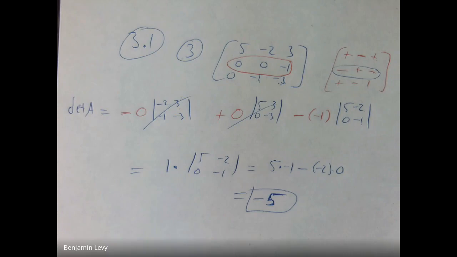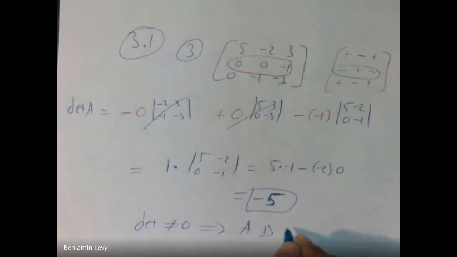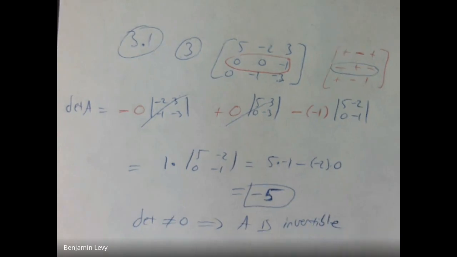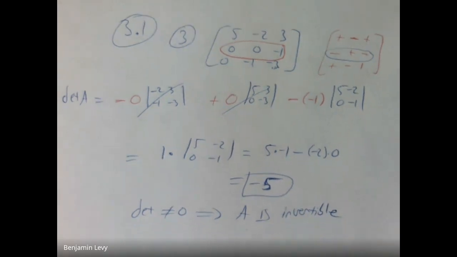And the second part was, does it have an inverse? Well, we know that part of the invertible matrix theorem says if the determinant is 0, it's non-invertible. And so the determinant is not equal to 0, and so A is invertible. It's a very common sort of sub-question that goes along with these ones.